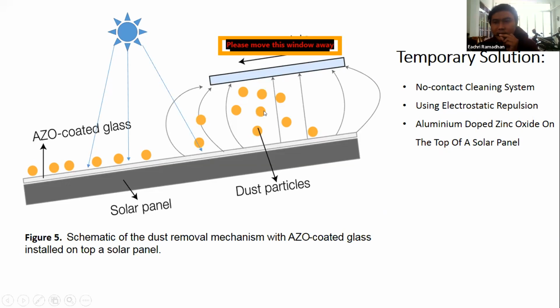Electrostatic repulsion of dust from solar panels has immense potential to completely eliminate the scratching damage due to contact scrubbing, and also eliminates the use of water to clean panels. Then a transparent conductive surface coated with aluminum doped zinc oxide on the top of a solar panel charges and repels the accumulated dust particles on application of voltage.